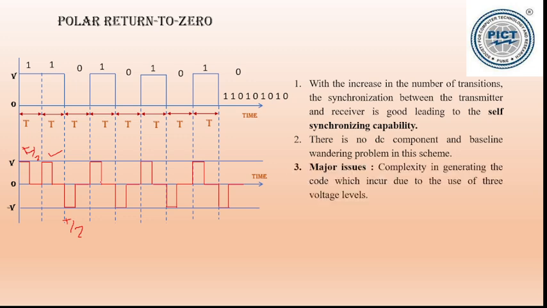Major issue with this is the complexity in generating the codes, which is incurred due to the use of 3 voltage levels. So it is using V, 0, minus V. So for T by 2 period it is returned to 0. Okay. Then for 0 again it is minus V, and again it is returned to 0. So every time it is returning to 0. So there are 3 voltage levels that are used for polar return to 0. That's why it is complex to generate this type of code.